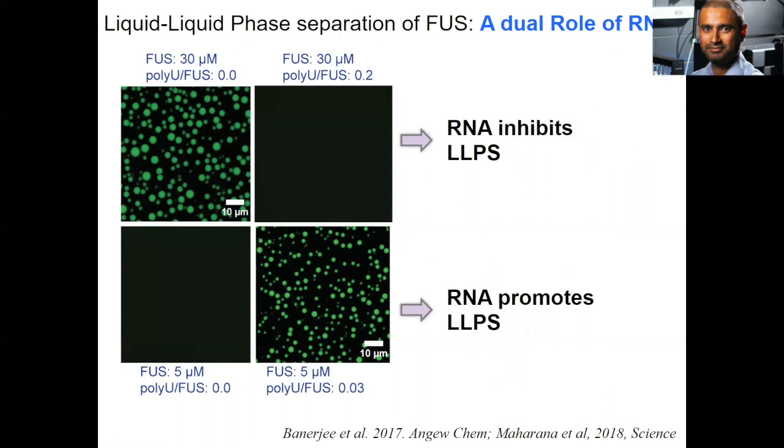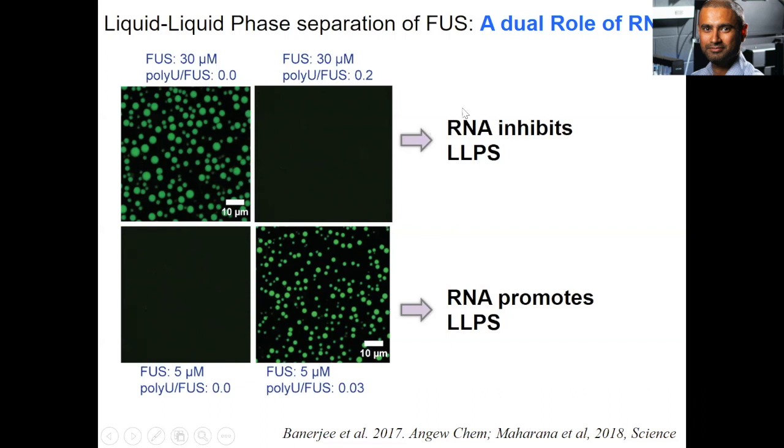So RNA has a dual role here. What we have done over the past few years, not only us, but others in the field, including Alberti's lab in Germany, is find that FUS can form droplets at a very low concentration of RNA. So if you take, say, 5 micromolar of FUS, the protein does not undergo any phase separation under these conditions. But if you add a very little amount of RNA, it seems to promote phase separation. And if you take, say, 30 micromolar of FUS, that undergoes phase separation without any partner. But again, if you add a little bit of excess RNA, the droplets disappear, suggesting that RNA inhibits phase separation of this protein.